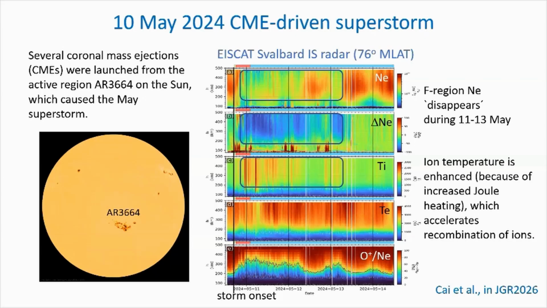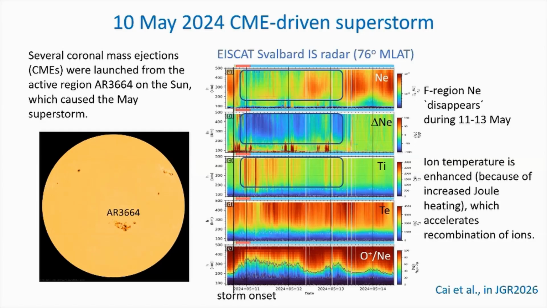Then I go to the superstorm. So this May 2024 event that was driven by the coronal mass ejection. You can see the solar surface. There was an active region, so a very big group of sunspots, and around those several coronal mass ejections were launched, and they hit the Earth's magnetosphere and ionosphere and caused the storm effects.